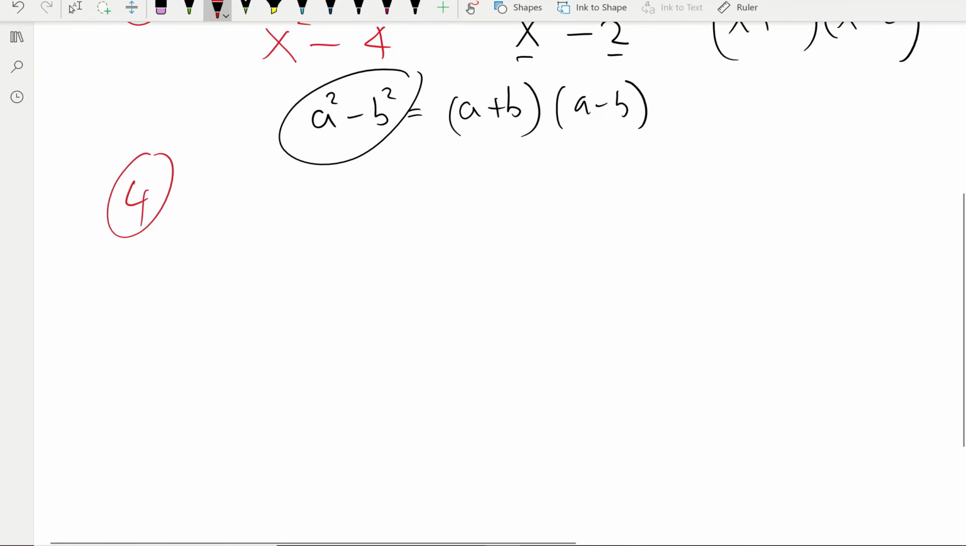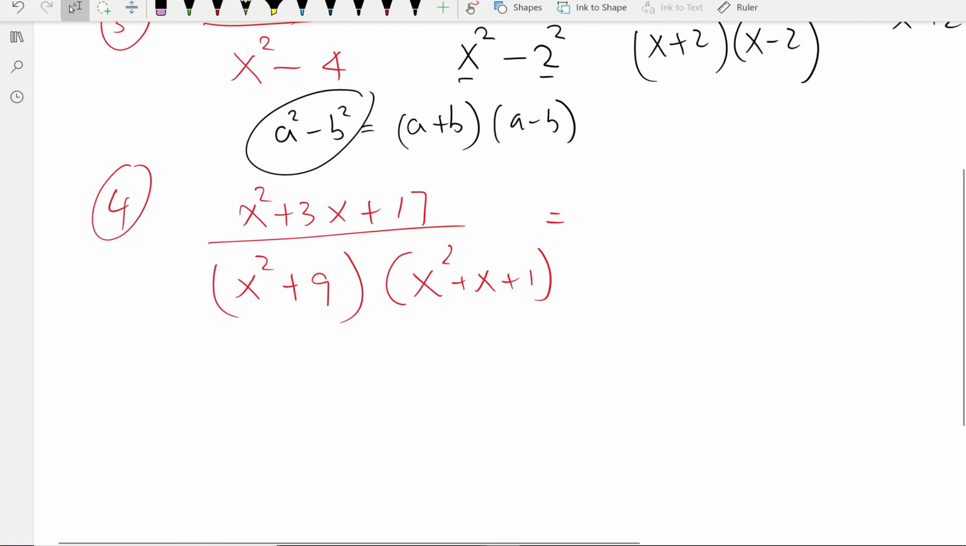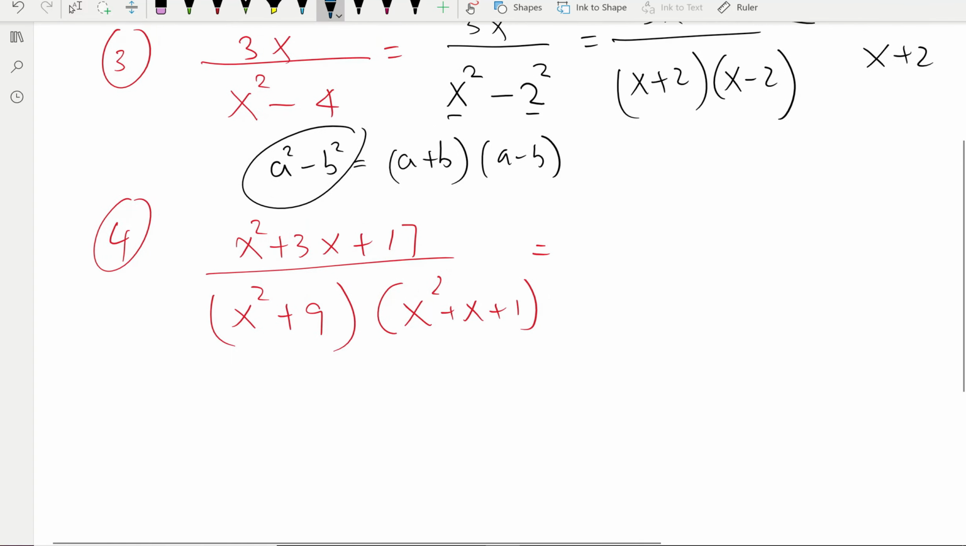All right, the fourth one is x square plus 3x plus 17 over (x square plus 9) times (x square plus x plus 1). All right, factor this as much as possible. All right, now let's have a discussion. First, let's focus on x square plus 9. Can you factor it furthermore?